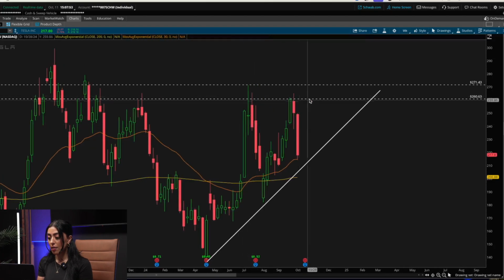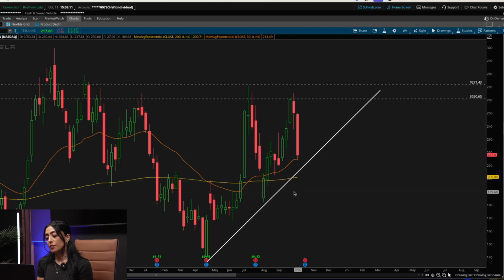Okay, so this is the double top. The reason why I charted 260 and 270 is because it did wick above 260 and it wicked all the way to around 271. So I just want to chart this range. Okay, so that is the first target, would be 260, if you were to take a trade here.